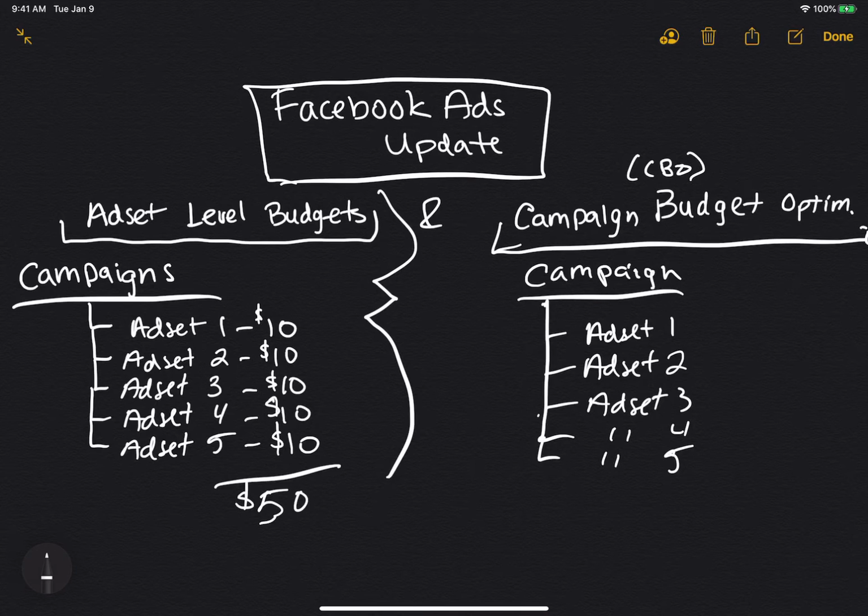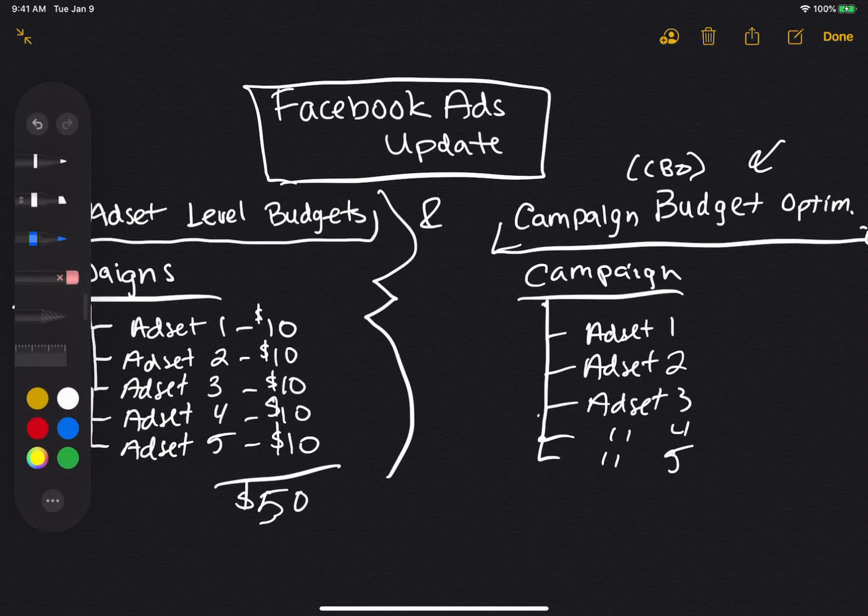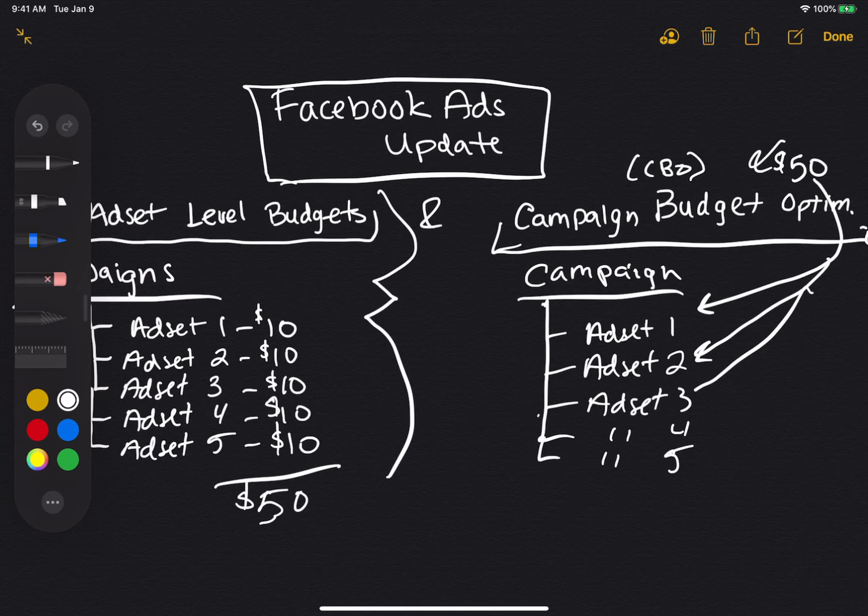With campaign budget optimization, you're not allowed to. Basically, you're not able to set the budget at the ad set level, but what you can do is set minimum spends. So in the new update, say you want to spend $50 a day. You set $50 to this campaign, and campaign budget optimization splits this $50 between the five ad sets in the most optimal way Facebook thinks will get you whatever conversion you have.